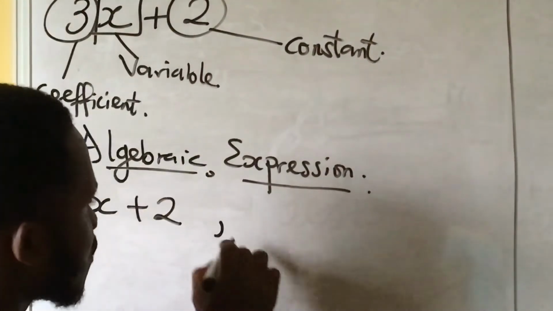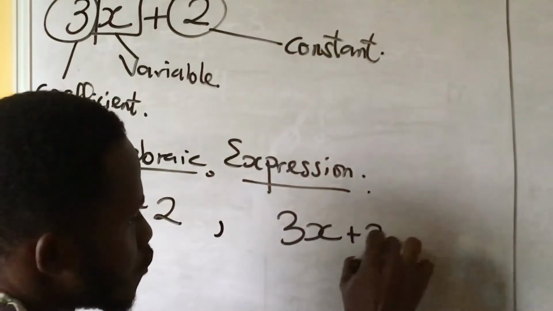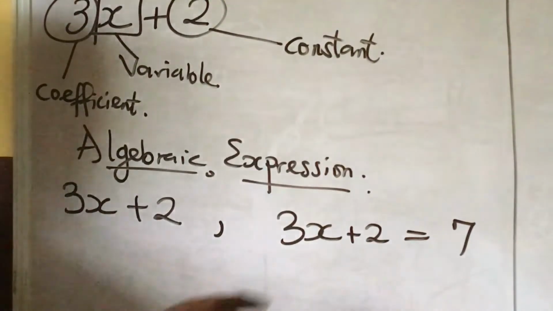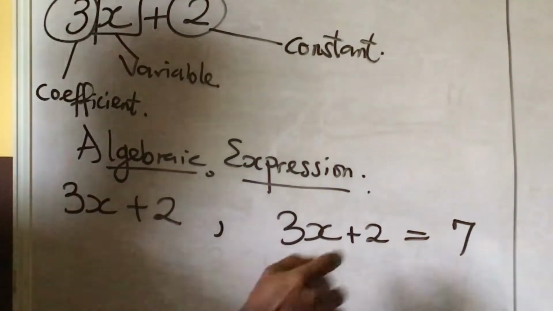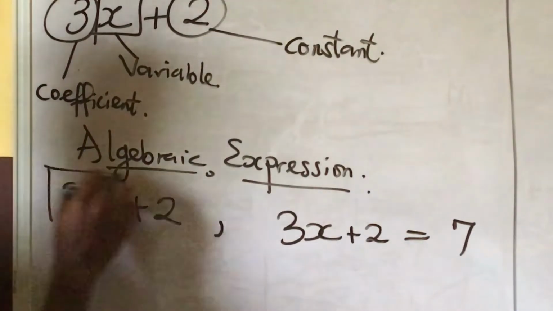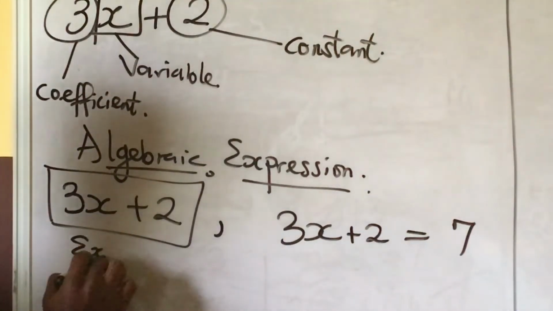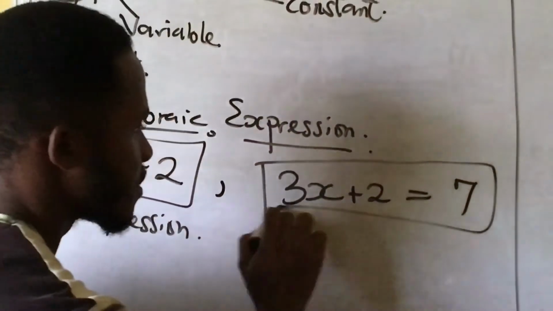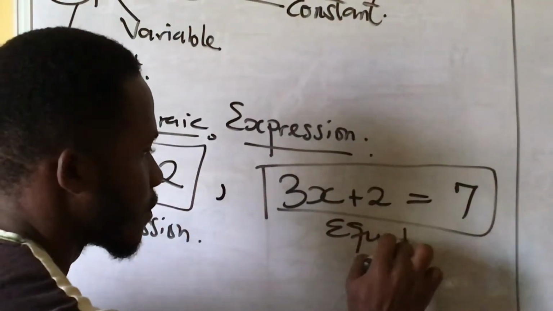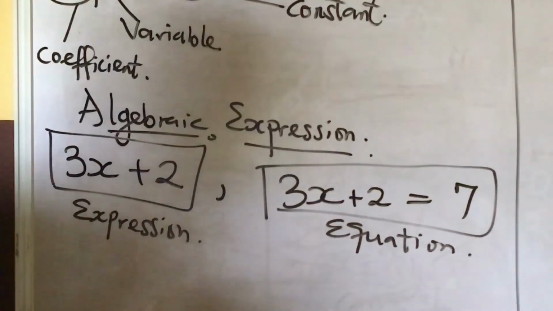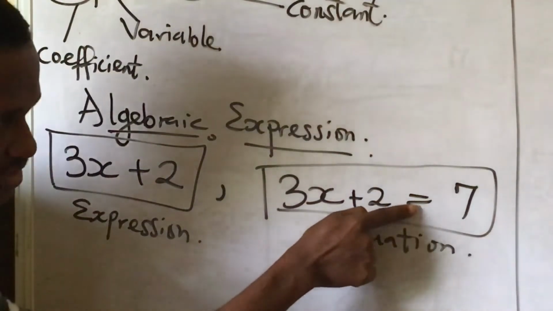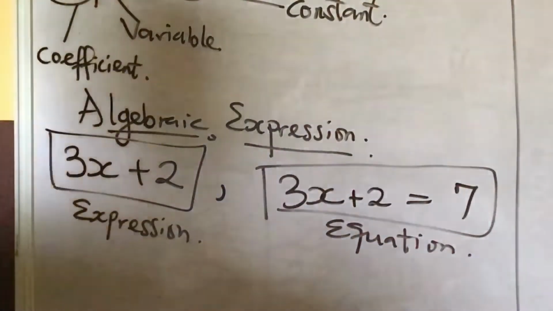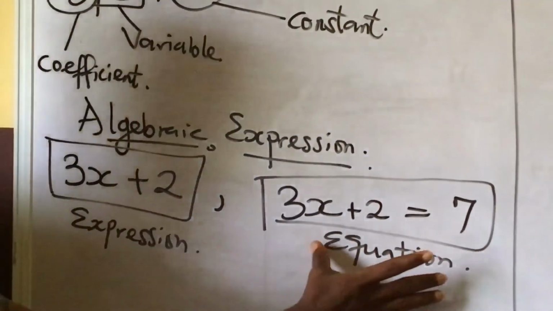And then if you see something like this, 3x plus 2 equals to, let me say, 7. Okay? 3x plus 2 equals to 7. This is an equation. So let me do this. This is an expression. Alright? Why is this an equation? That's the difference. Why is this guy called equation? Equation because of this equal to sign. Because of this equality sign. Do you get it? Alright. So that is expression and equation.